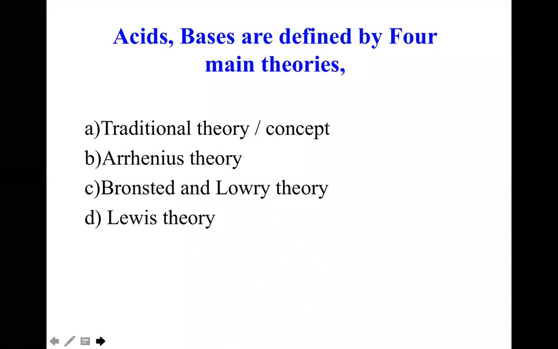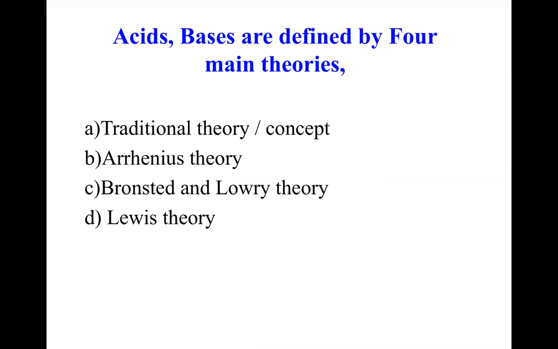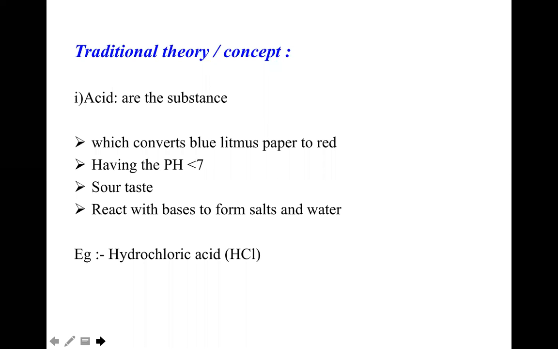Acids and bases are defined by four main theories. First one is the traditional theory, which is a very common theory. Second is the Arrhenius theory. Third one is the Bronsted and Lowry theory. And fourth one is Lewis theory. So we will discuss these theories further in detail.